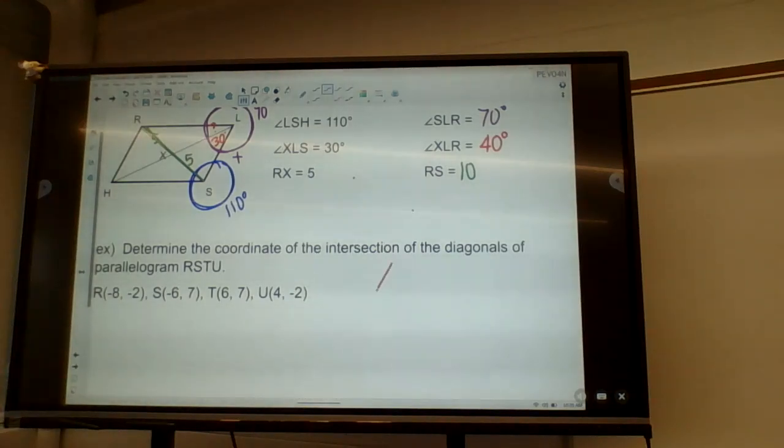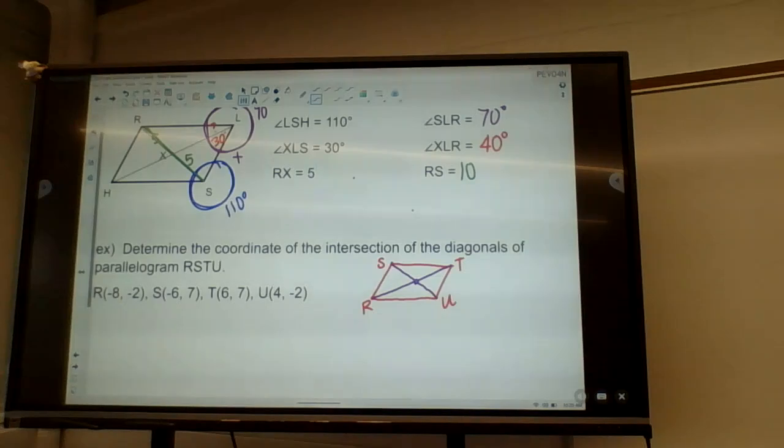And when we talk about this and we go to name this shape, I just want to make sure I'm finding the right midpoint. So if I start here naming it R, S, T, U, I'm trying to find the midpoint of either RT or SU. It should be the same exact point. So I'm going to find the midpoint of SU.